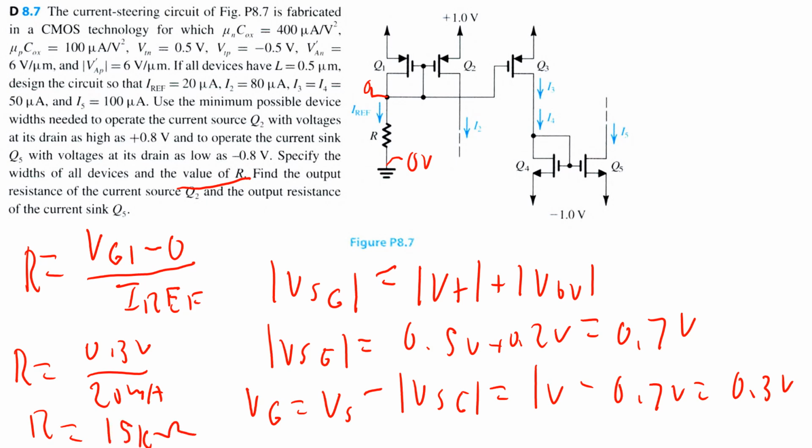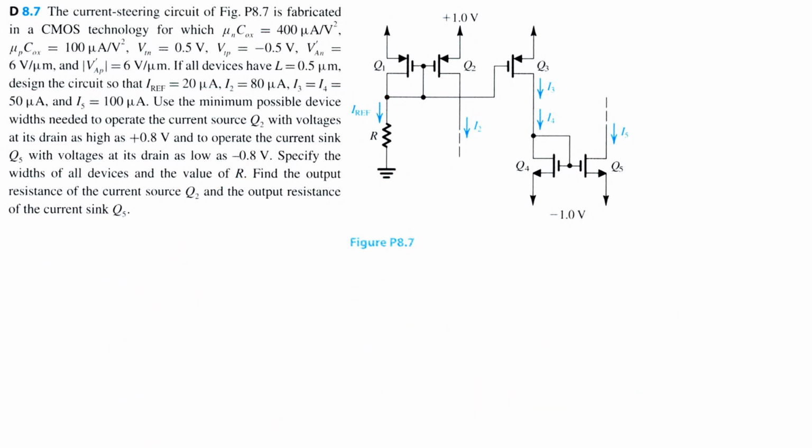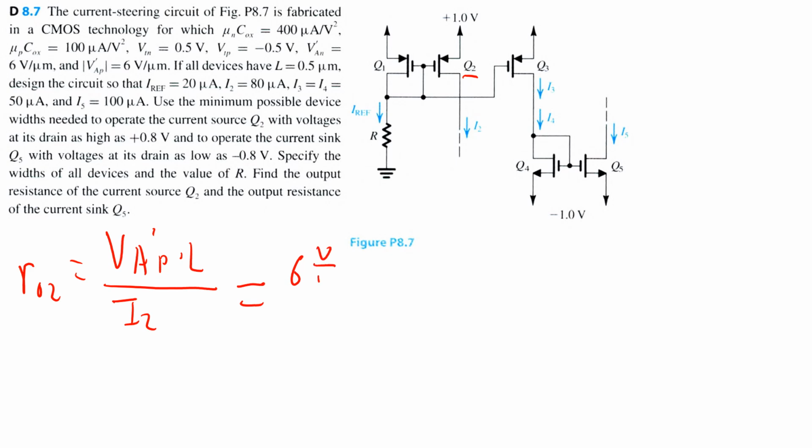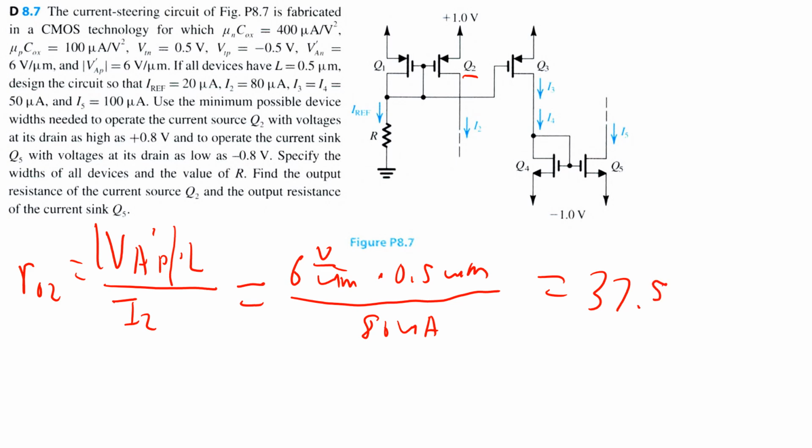All right, let's move on to the last part of the problem. The last thing to solve for is the output resistances of the current source Q2 and the current sink Q5. So we'll start with Q2. Remember that this is a PMOS, so we can leverage the formula VA prime for PMOS, which is given to us, times the length of the transistor, divided by the current across the transistor. So for Q2, that is I2. That's going to be 6 volts per micrometer. We'll take the absolute value of this term, multiplied by 0.5 micrometers, divided by I2, which is 80 microamps, and that's equal to 37.5 kiloohms.